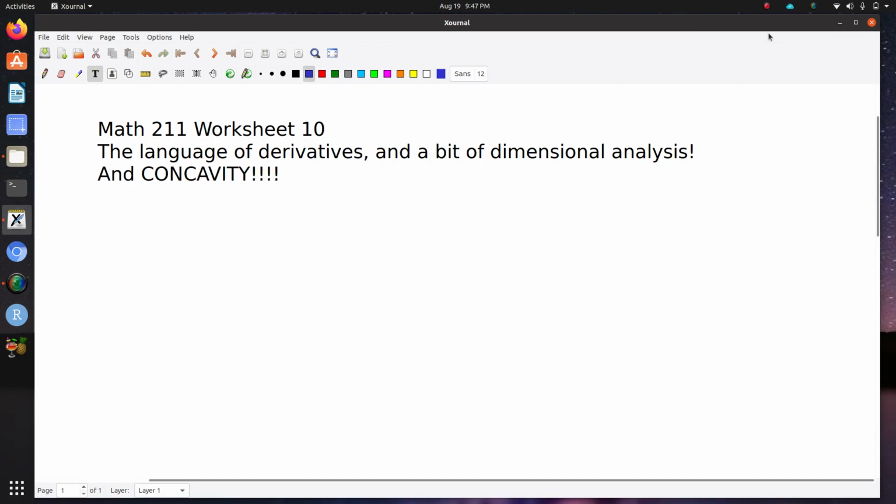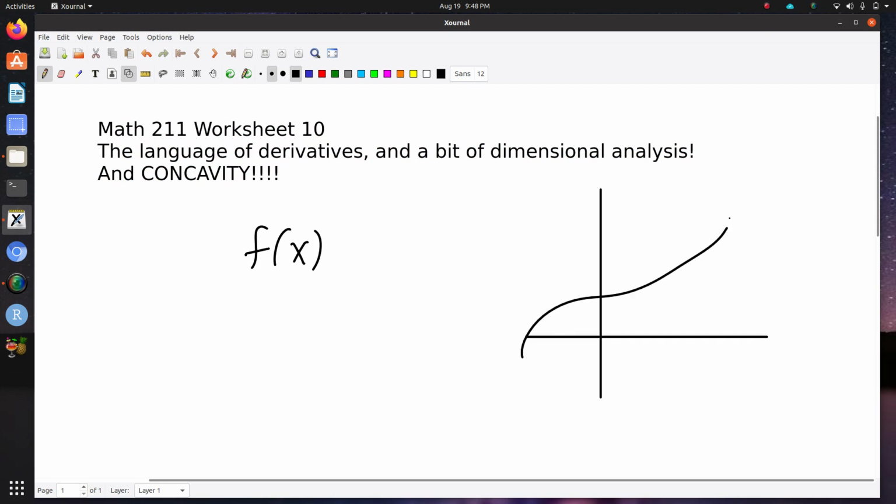Okay, so before we talk about concavity, we want to talk about the language of derivatives. And I just totally made up that name; I don't even know what to call it. What I'm really talking about is the following. When you have a function with units on the output and units on the input, you're going to have units of f and units of x.